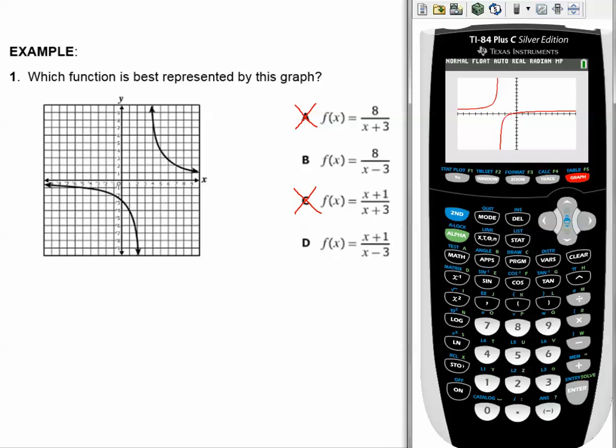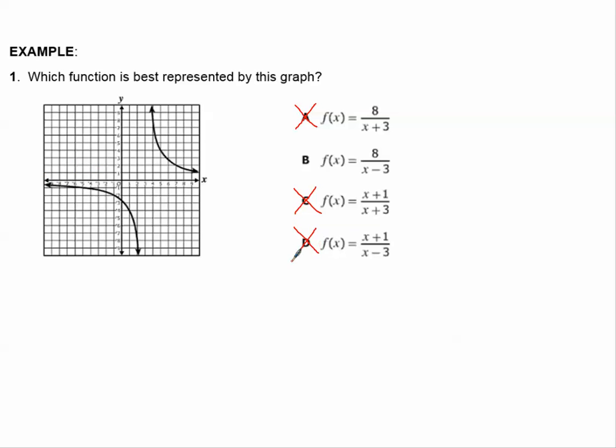Let's do option D just to be sure. I'll go to y equals. I'm going to go down to y2. And let's see, I've got x plus 1 in the numerator, but x minus 3 in the denominator. So let's see what that graph looks like. I'll hit graph. So it's a little bit closer, but as you see, this part of the graph is above the x-axis over here, and if you look in our picture, it is not above the x-axis. So it's close, but no thank you, it's not D. So we must be option B.